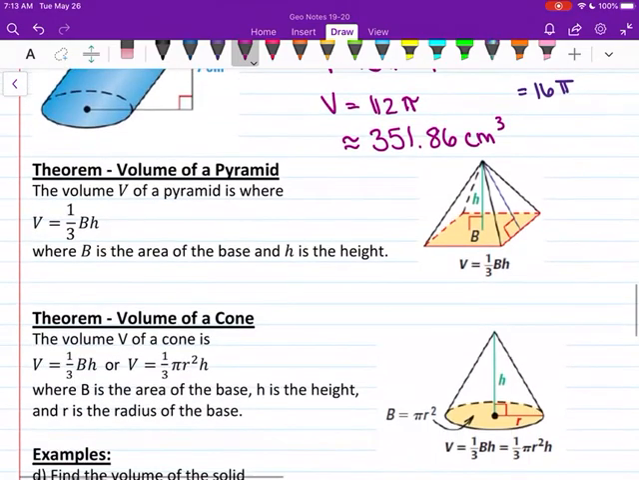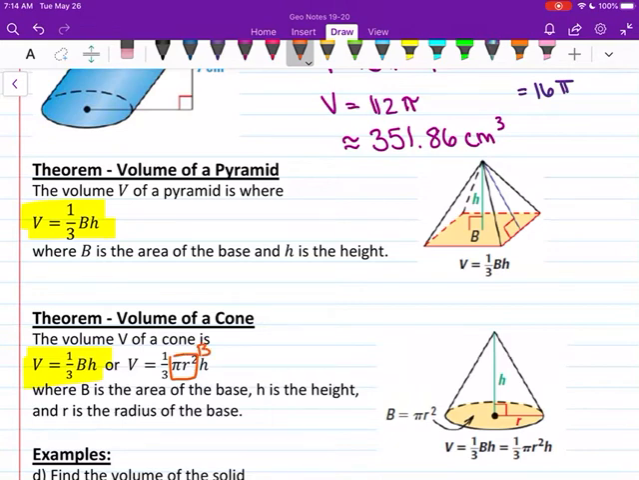Okay, we have two more formulas, volume of a pyramid and volume of a cone. And these two are also the same. The basic idea here is that for the volume of a pyramid or the volume of a cone, instead of just the area of the base times the height, we have to account for it getting smaller along the way, and that smallness is a third. So the volume of a pyramid is 1/3 times the area of the base times the height, which is also the same for the volume of a cone, but we know that the area of the base of a cone is pi r squared. So that's where that comes from.